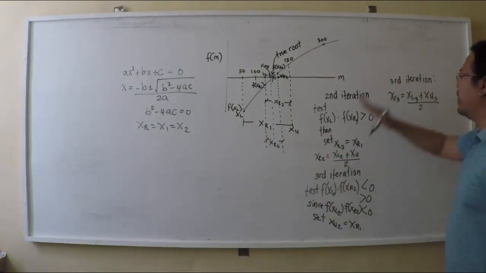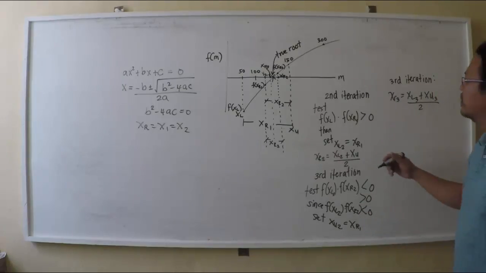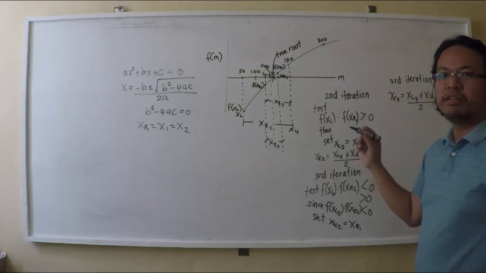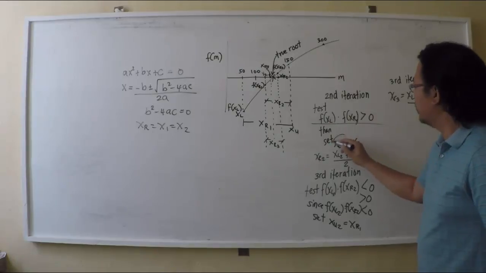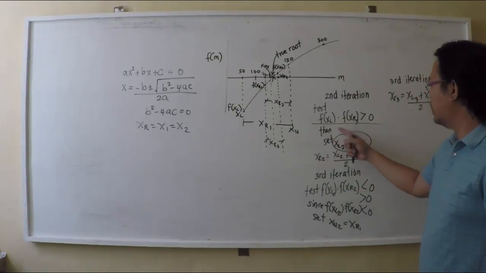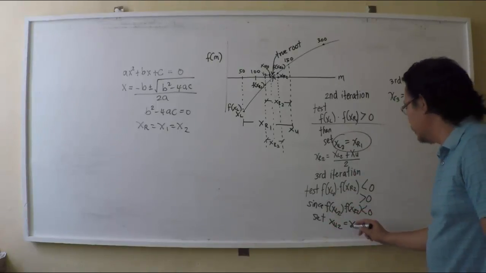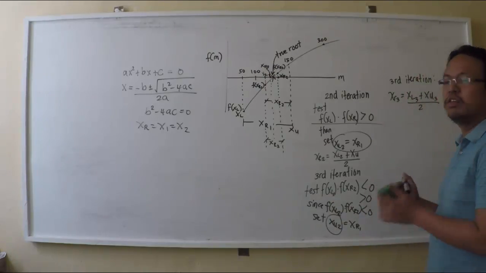This method will continue, knowing this test. Don't forget this test. Remember in this second iteration, if the test is greater than 0, then you set XL2 equal to XR1. Now if the test is less than 0, then you set XU2 equal to XR1. That's what is going to happen here.